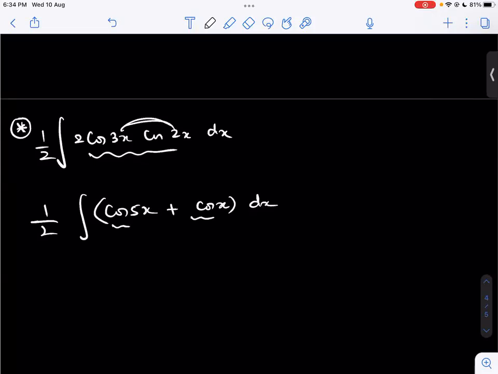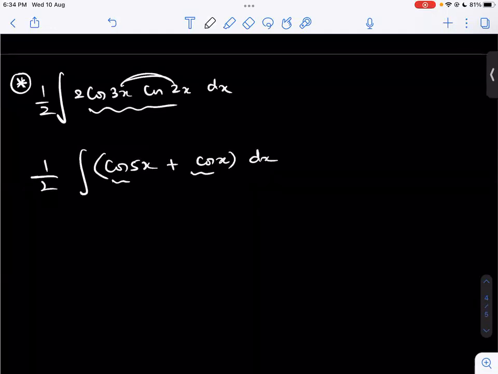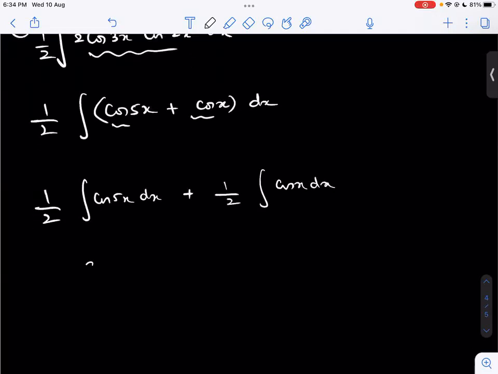Is that point clear to everyone? See, if you understand this logic, the whole exercise is done. Are you clear with this? Shall I proceed? So half into integral of cos 5x dx plus half into integral of cos x dx. So what will be the answer? Sin 5x divided by 10 plus sin x divided by 2 plus c.